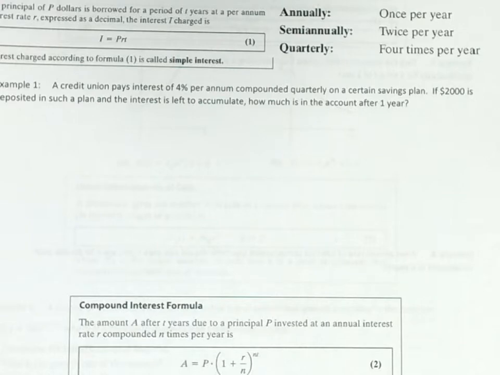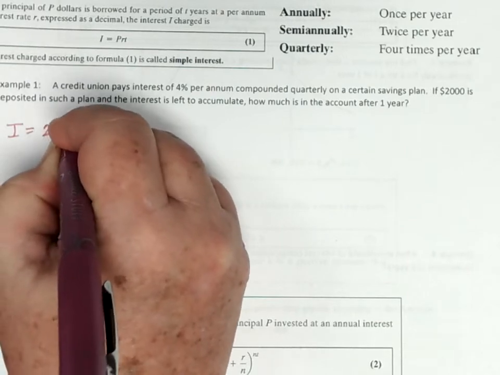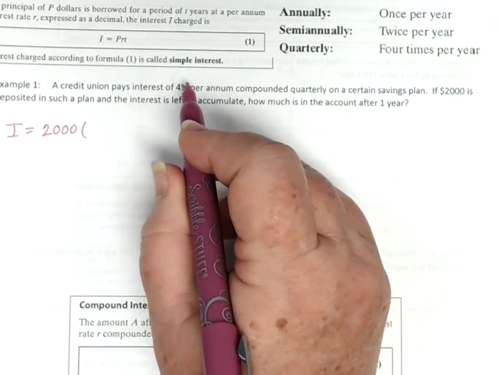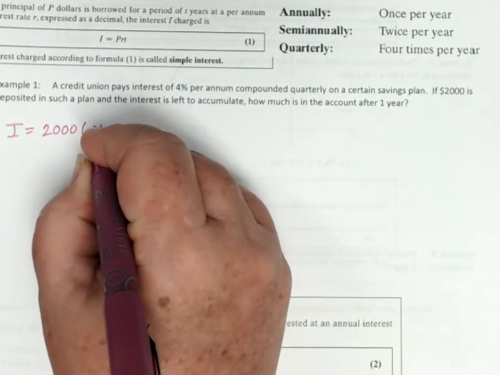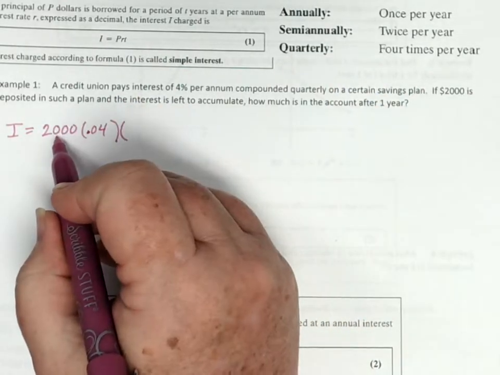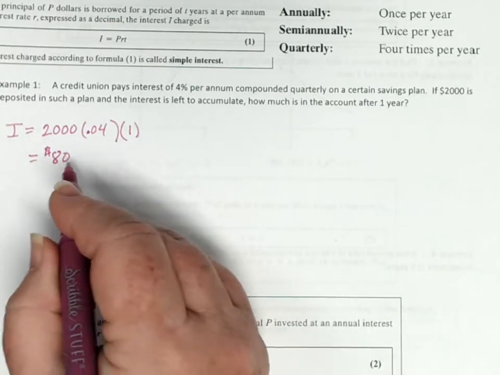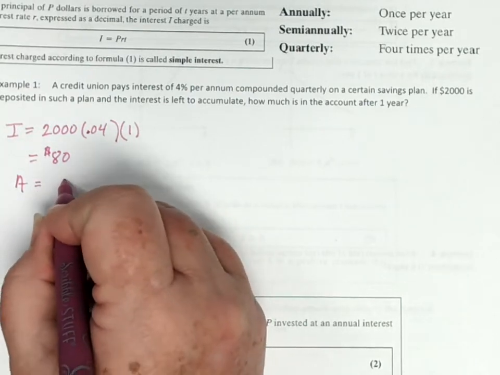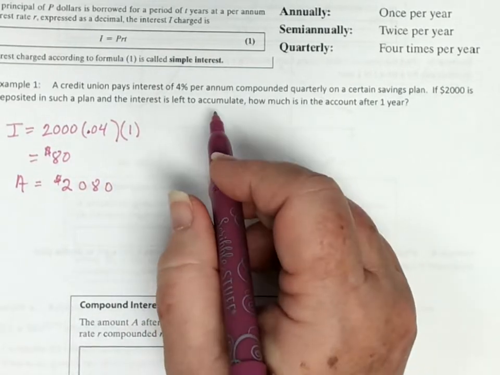If I'm working this problem, I'm going to find my interest. I would take the principal, the $2,000. I would multiply it by the 4%. Now remember, 4% is a notation. It's not actually a number, so we need to make it a number. We're going to make it 0.04, or 4 out of 100, times 1 year. So that's principal times rate times time. And we would learn that we made $80 in that year. So our total amount that we have accumulated, the amount that we have at the end of the year, would be $2,080.